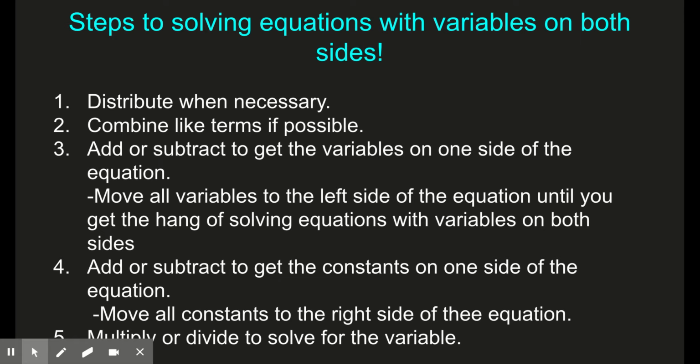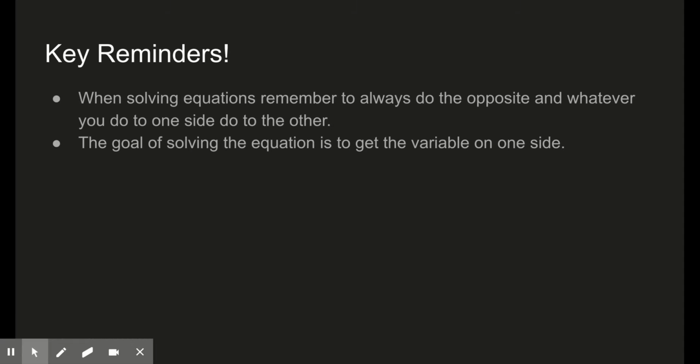Add or subtract to get the variables on one side of the equation. So you're always going to do the opposite, okay? Move all variables to the left side of the equation until you get the hang of solving equations with variables on both sides. Add or subtract to get the constants on one side of the equation, and then move all constants to the right side until we get the hang of things. And then we're going to either multiply or divide to solve for the variable. So let's go over these reminders and we'll see what that looks like, okay?